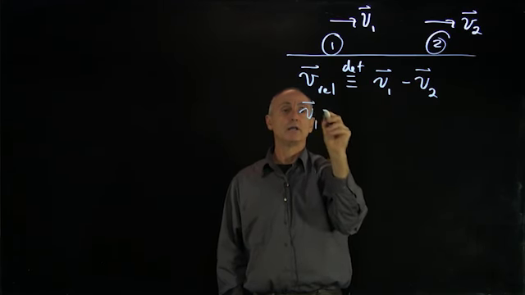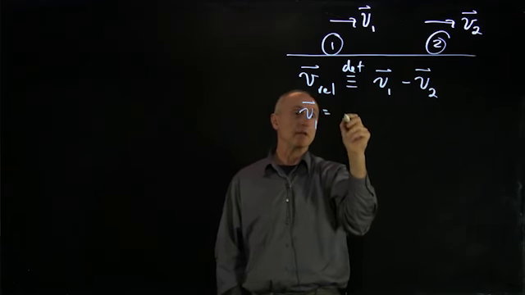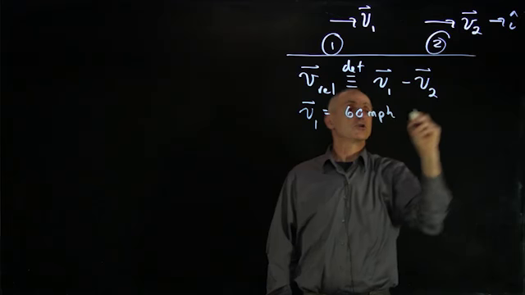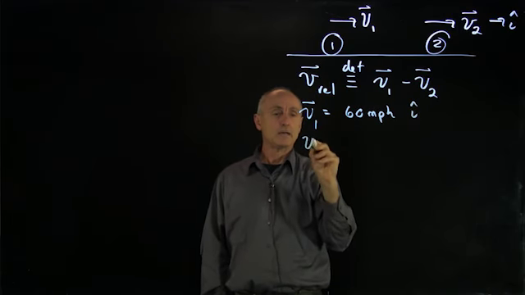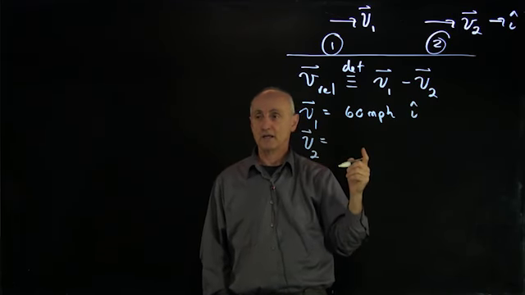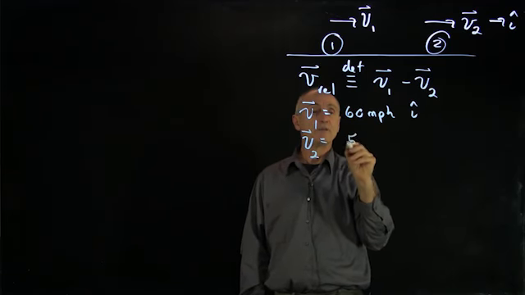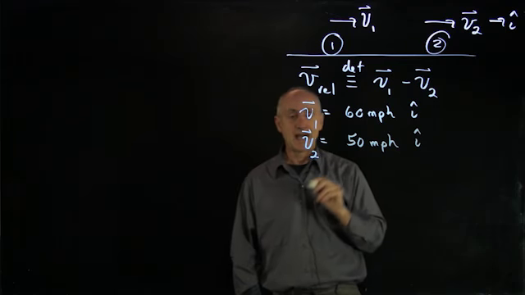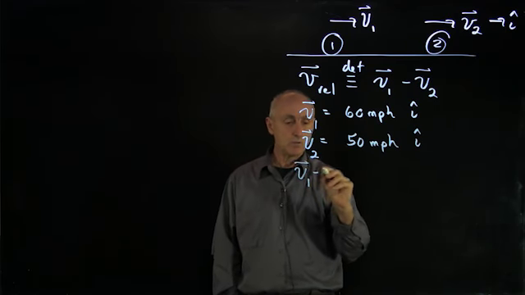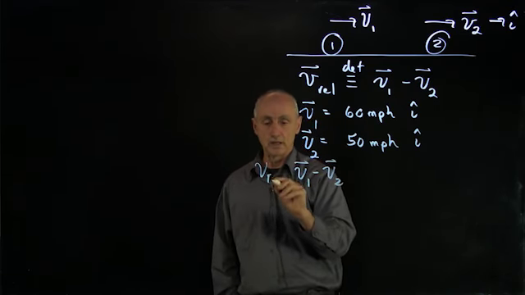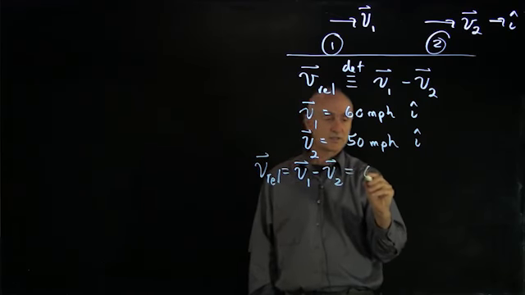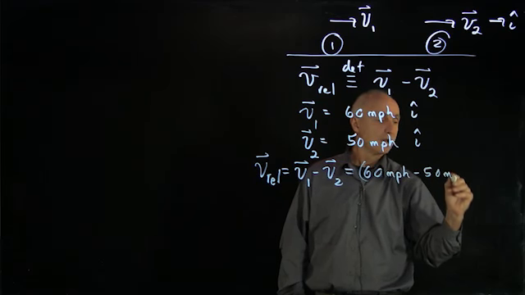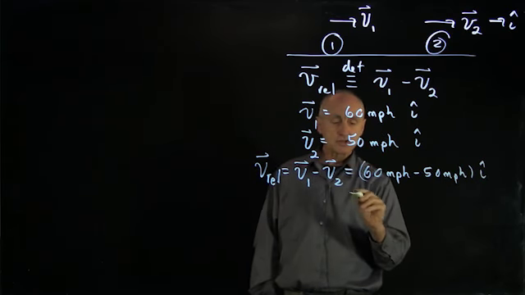So you might have v1, and we'll give this some speed, so we'll make it 60 miles per hour, and we'll just call this a one-dimensional problem, i hat. And v2, notice we're not speeding on a highway, v2 is going at 50 miles per hour, i hat, very slow. And the relative velocity, v1 minus v2, so that's what we're calling v relative, that's 60 miles per hour minus 50 miles per hour, i hat, and that's just 10 miles per hour.